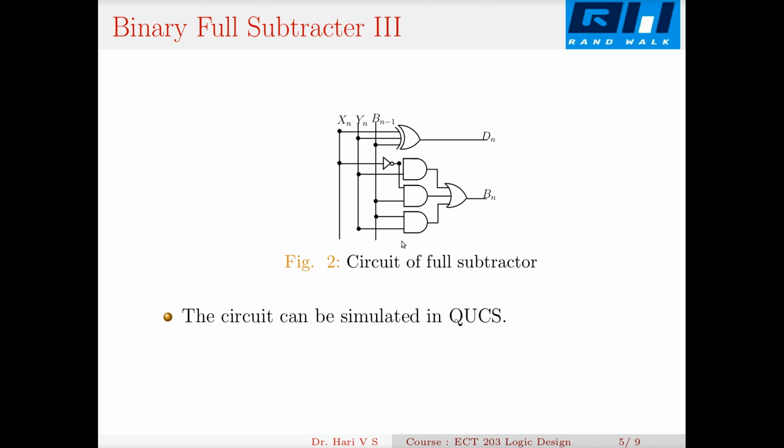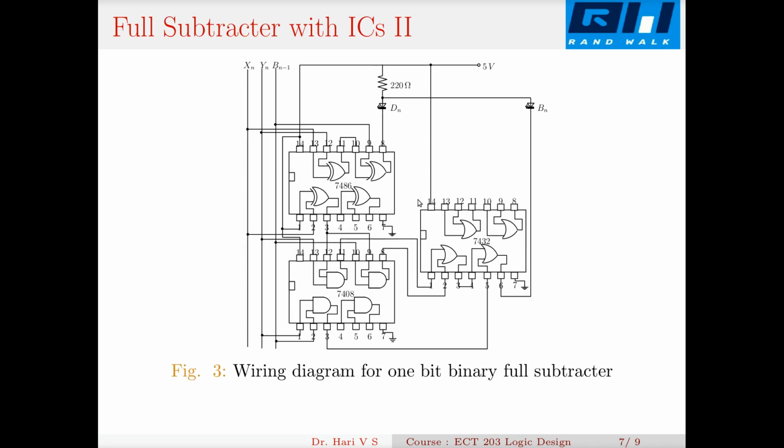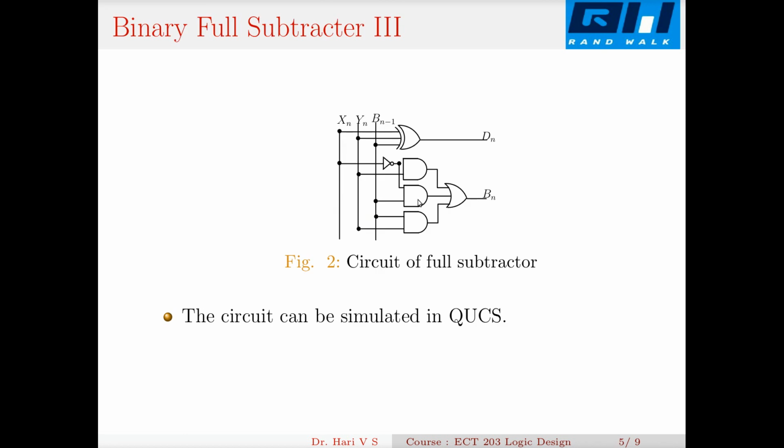Then you need a 7408, because AND gates are needed. So you need 3 AND gates here. So you can use a 7408, which is an AND. There are 4 AND gates in that. You need 3 AND gates, and you need one more chip, that is 7432. That's an OR. So I need a 7432.